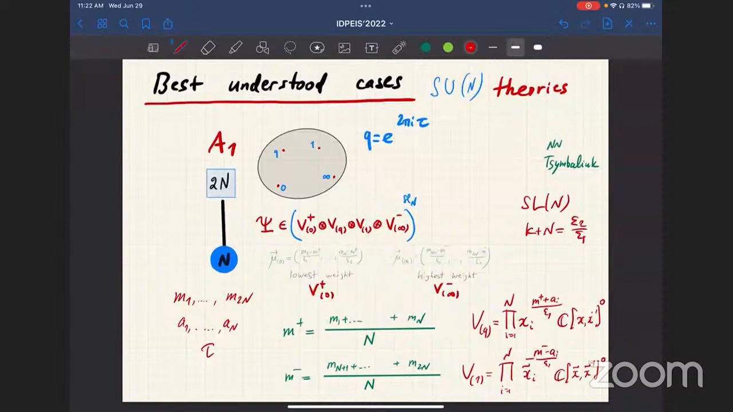The weights of the Verma modules are n minus one parameters. So these are the masses, which are shifted by the center of mass of masses. And the remaining two parameters are the parameters which enter the definition of the modules which sit at the punctures Q and 1. And they look like principal series representations, so they are neither lowest weight nor highest weight.